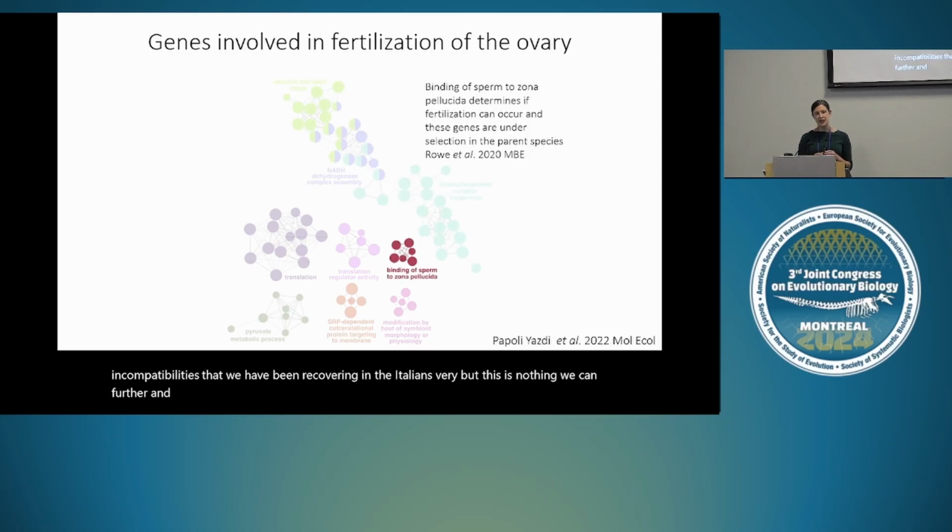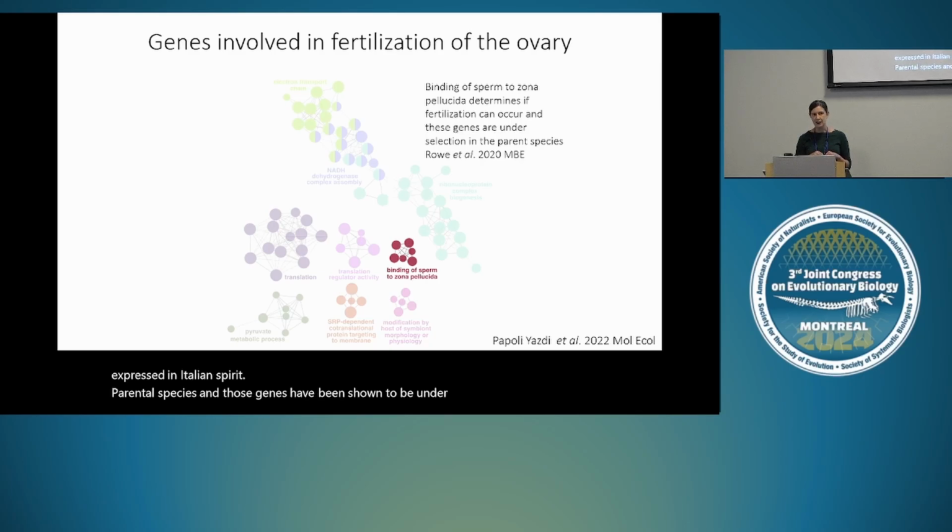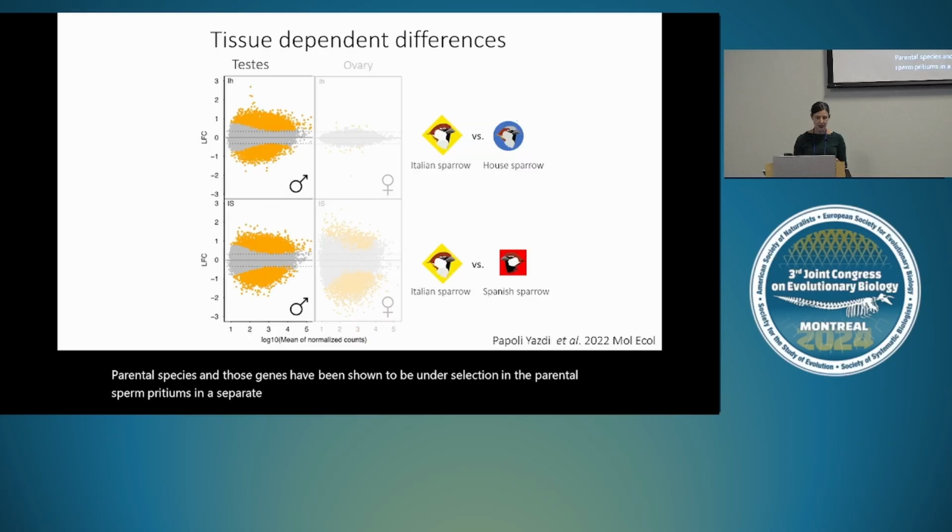It's also interesting to see that there's a lot of those genes that are involved in binding of the sperm to the zona pellucida of the egg that are being more expressed in the Italian sparrow than in both parental species. And those genes have been shown to be under selection in the parental sperm proteomes in a separate study. And I'm going to show you a different representation of this data here.